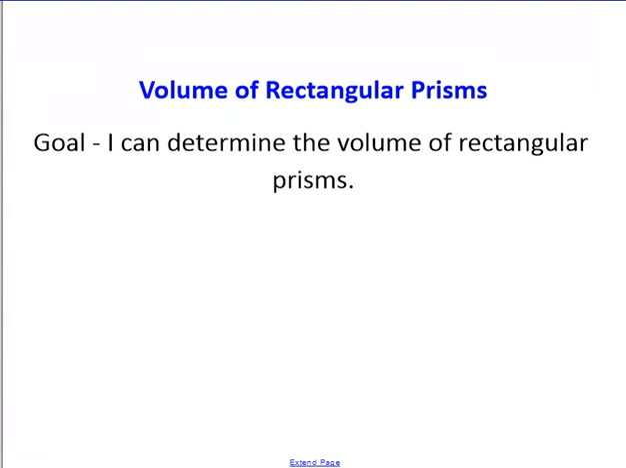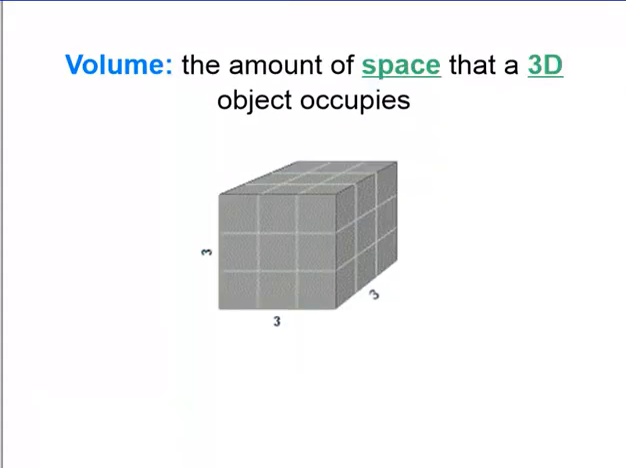So in this lesson, we're going to look at the volume of rectangular prisms. We're going to look at examples where we're given the volume and we're working backwards. We're going to look at examples when we're not given the volume and we're finding it. And we're also going to look at examples working backwards where we are given the volume, but we have a missing dimension. So first off, volume.